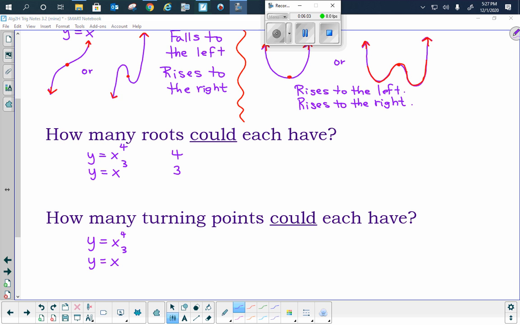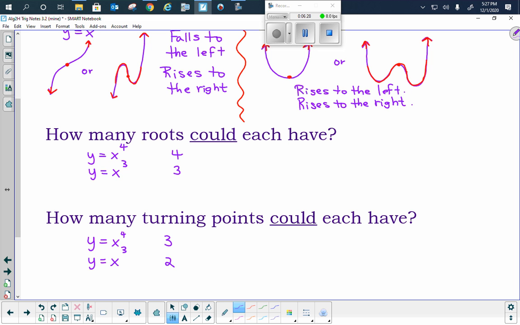So if it's x to the fourth, then I could have up to 3 turning points. Look at the cubic. Okay, go with the one with the max turns. So how many changes from up to down or down to up? Well, I could have 1 here, up to down, and 1 here, down to up. All right, so if it's a cubic, then I could have 2 turning points.